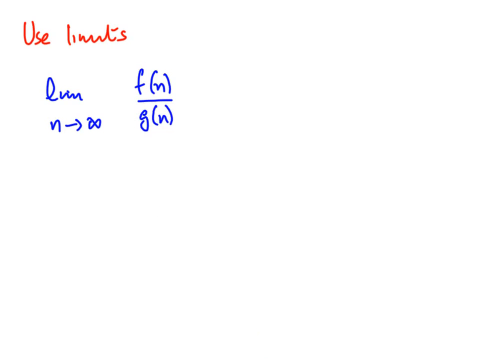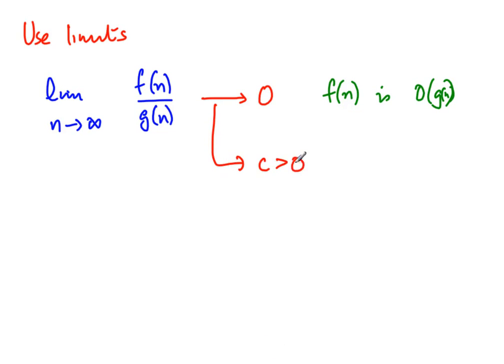So now we have several possibilities for the limit. If this limit goes to 0, then we can say that f of n is smaller, so f of n is big O of g of n. On the other hand, if this limit converges to some constant c which is bigger than 0 but finite, then they are of the same order of magnitude. So we will have that f of n is theta of g of n.